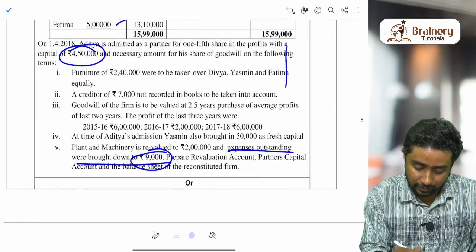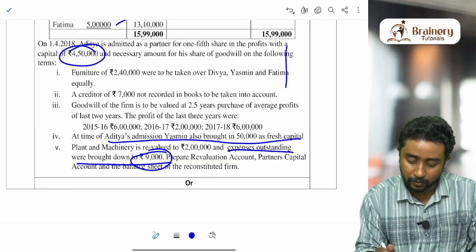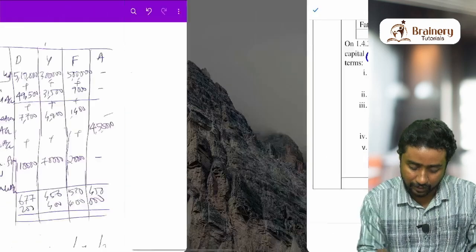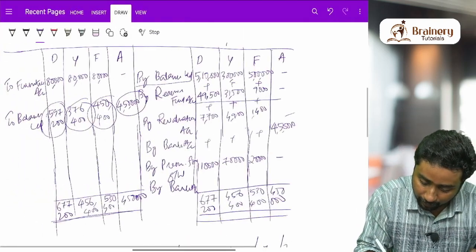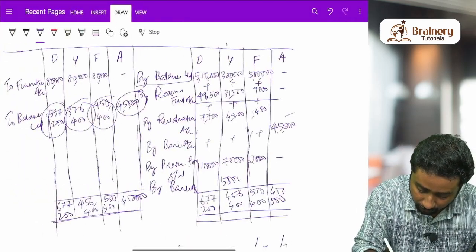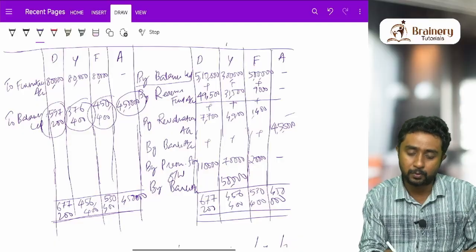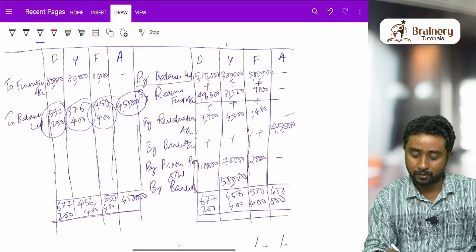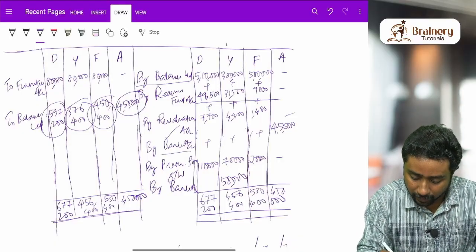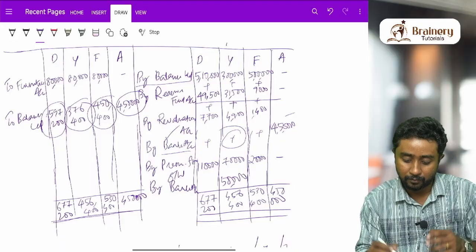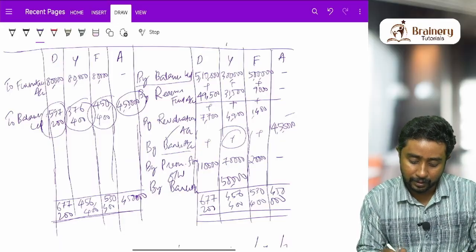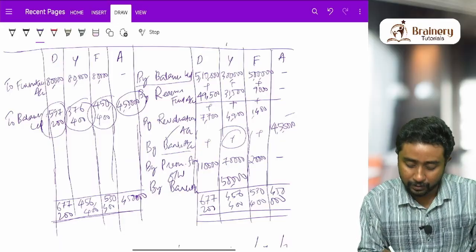At the time of Aditya's admission, Yasmin also brought 50,000 as fresh capital. So that 50,000 fresh capital also should be mentioned in Yasmin's column. Instead of writing these two bank accounts separately, you can write them together here itself. Along with this bank account in Yasmin's column, you can write 50,000. Then the capital entry is done.